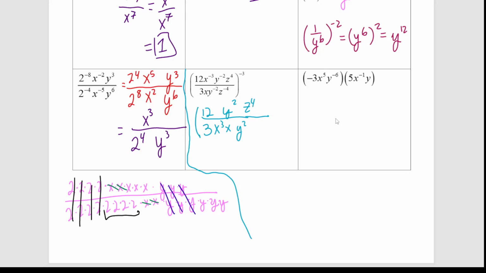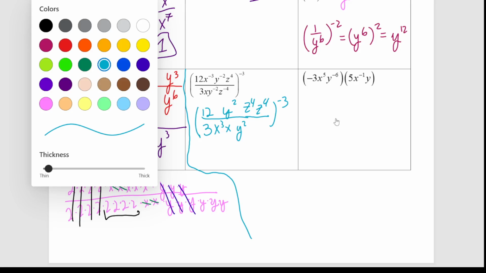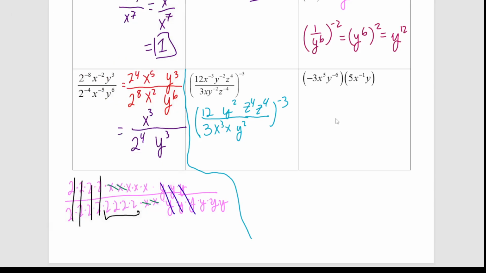That z to the 4th stays on top, and then that z to the negative 4 on the bottom goes to the top. Then I'm going to go ahead and start to simplify the inside a little bit before dealing with that outside exponent. So 12 divided by 3 is 4. Y to the 2nd divided by y to the 2nd just makes 1. X to the 3rd times x makes x to the 4th in the denominator. Z to the fourth times z to the fourth makes z to the eighth in the numerator, all being taken to the negative 3.